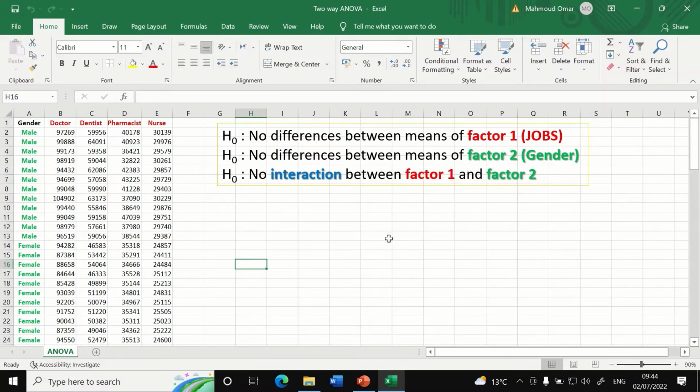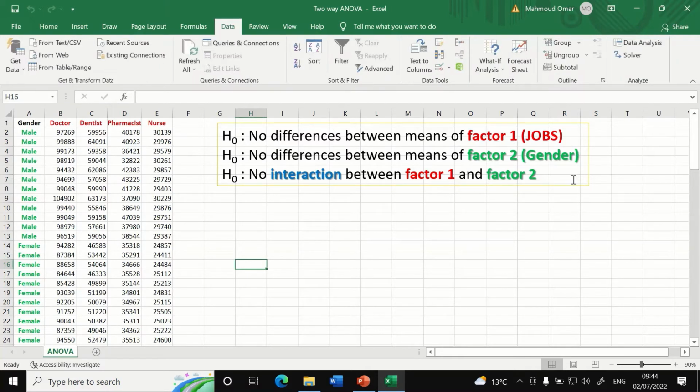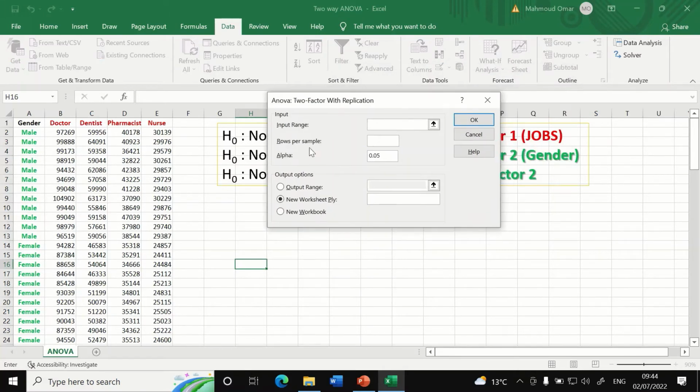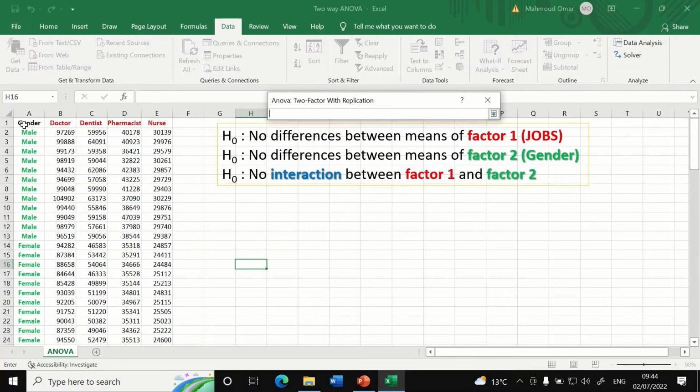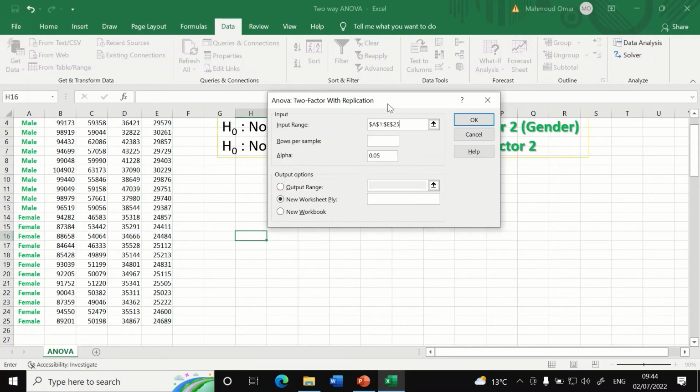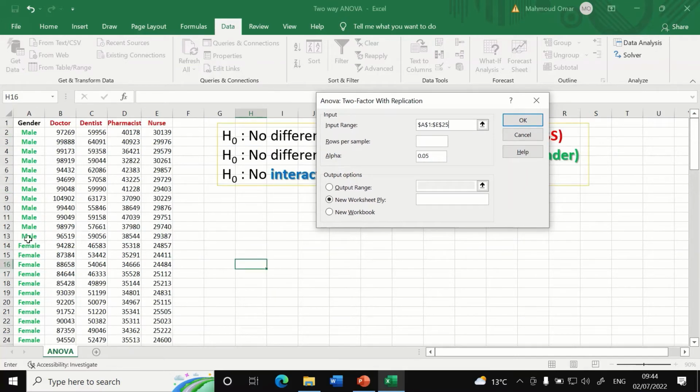To test these hypotheses, the two-way ANOVA statistical test will be used. So to do that, click on Data, then Data Analysis, select ANOVA: Two-Factor with Replication, click on OK, and in the new window select the input range, selecting the data with the title of the column. For the rows per sample, which represents the second factor, in this case the gender, we have 12 male and 12 female. So per sample we have 12 participants that are male, and in the second sample we have 12 participants that are female. Keep the alpha at 0.05.